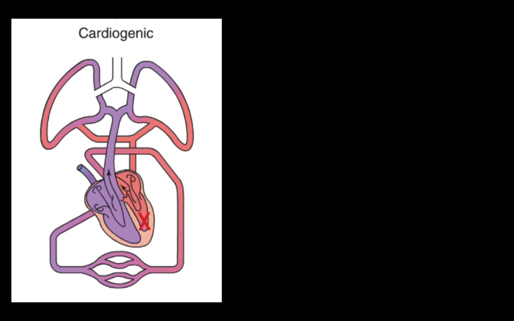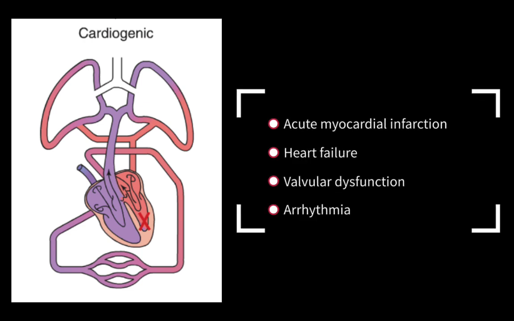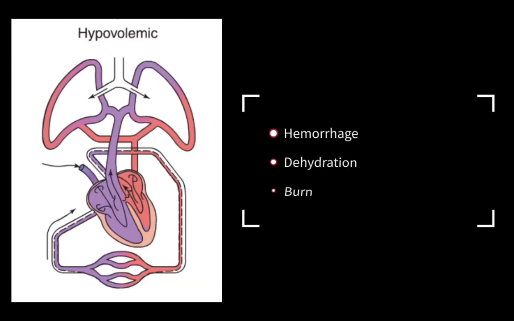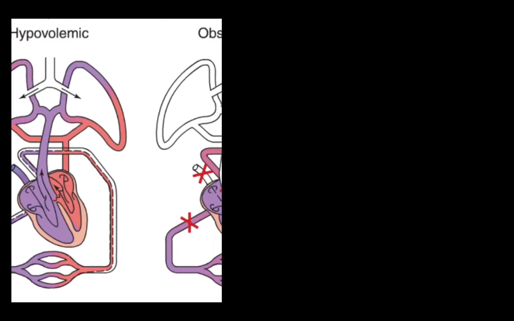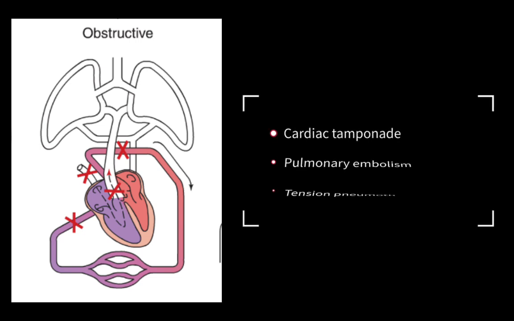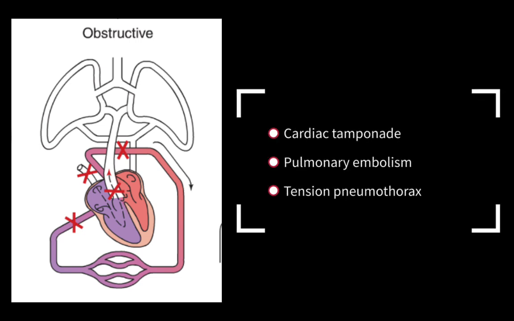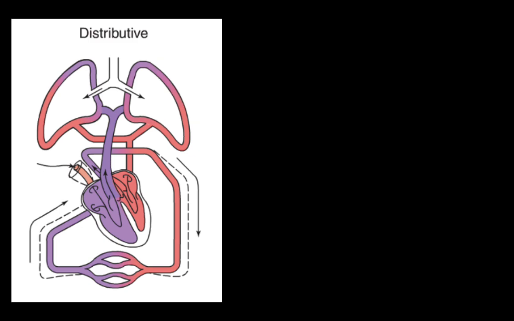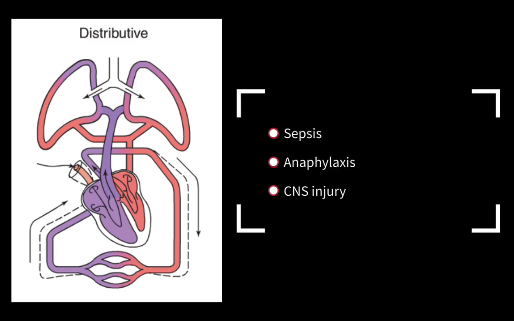Cardiogenic shock could be from acute myocardial infarction, heart failure, valvular dysfunction, or arrhythmia. Hypovolemic shock could be from hemorrhage, dehydration, or burn. Obstructive shock could be from cardiac tamponade, pulmonary embolism, or tension pneumothorax. And distributive shock results from sepsis, anaphylaxis, or CNS injury.